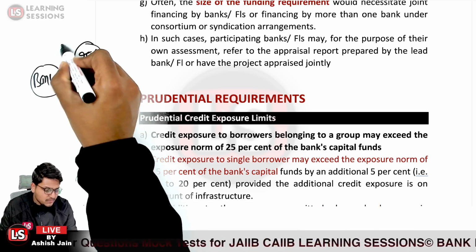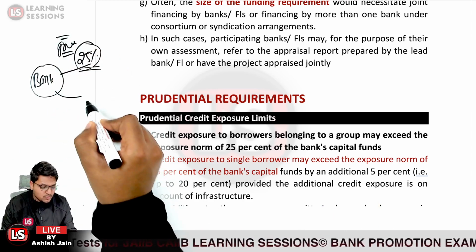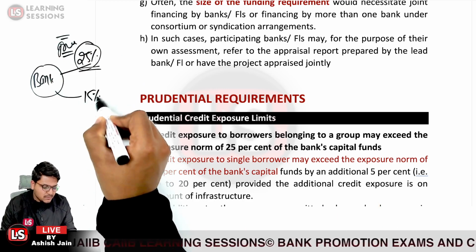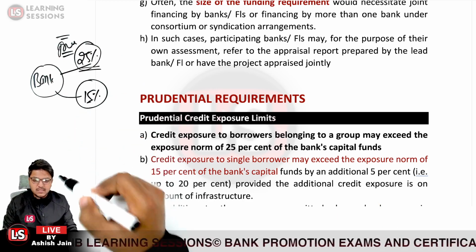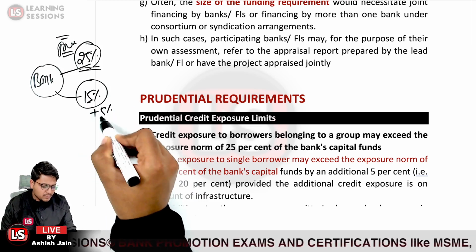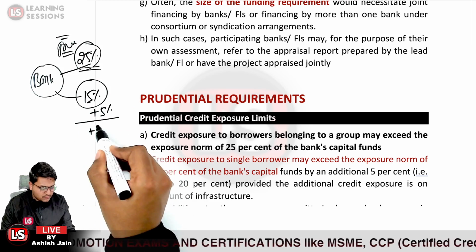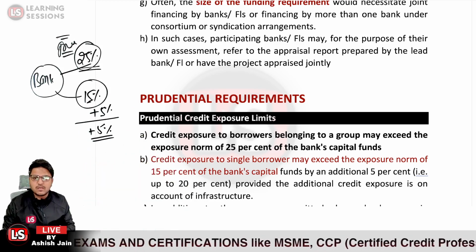To the group, the exposure should not be exceeding 25%, and if the exposure is to the individual, in that case it is basically maximum up to 15%, which can be exceeded by 5% with the permission and approval from the board of directors, and further can be increased by 5% in case of the infrastructure projects.